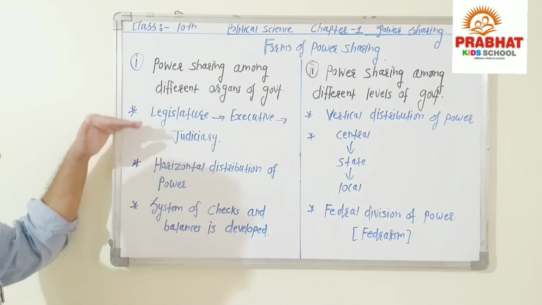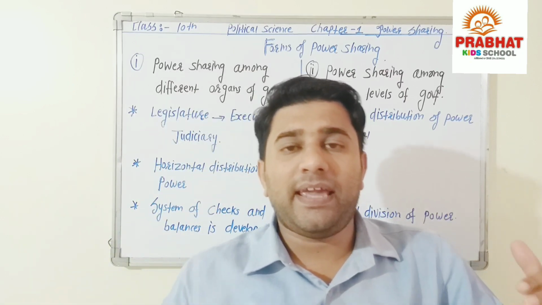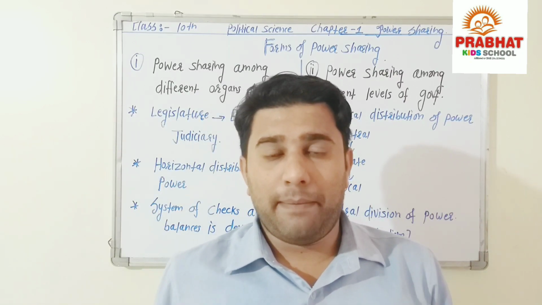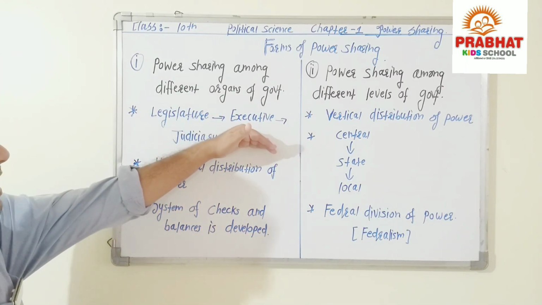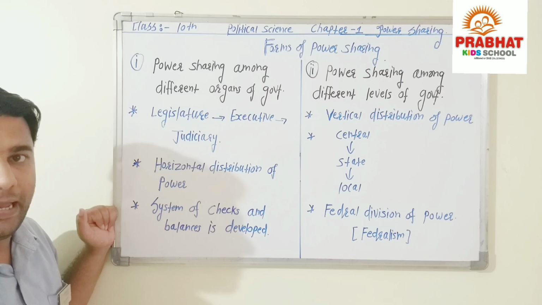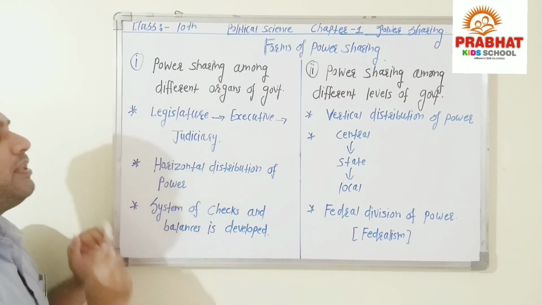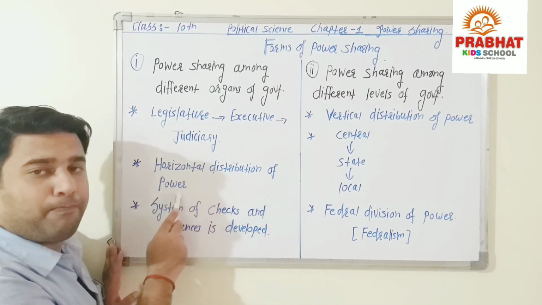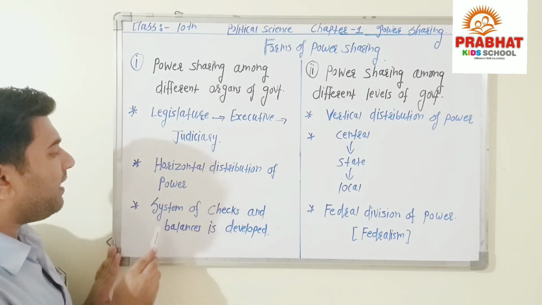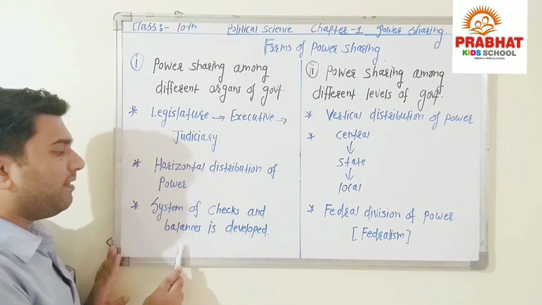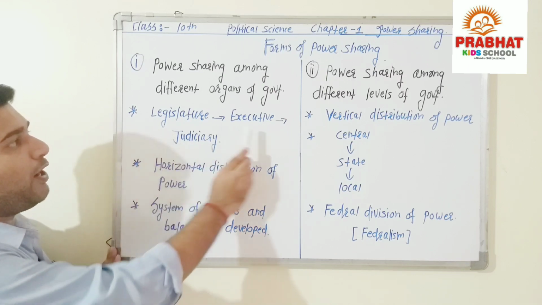ओके, अब ये लेजिस्लेचर, एग्जीक्यूटिव, जुडिशरी सेंट्रल पे भी रहेगा, स्टेट पे भी रहेगा, लेकिन ये एक स्टेबल मैनर में रहेंगे. पावर शेयर की जा रही है. इनको स्पेसिफिक अधिकार दिए गए हैं. So it means the power is getting shared in the horizontal manner. That's why it is also called horizontal distribution of power. Now this system of power sharing is also called the system of checks and balances. The system of checks and balances is developed due to this kind of power sharing.